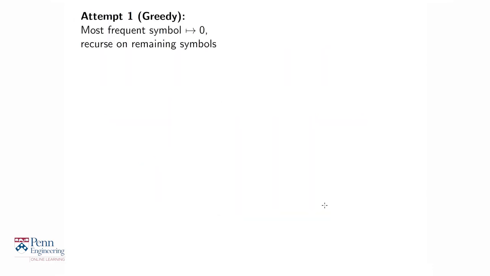So let's make some greedy attempts at solving this problem. So for example, here's a very greedy idea, following up on that intuition. Let's take the most frequent symbol we're given and give it a code word of length 1. That's the smallest length you can have for a code word. Let's just code it up as the string 0. Now recursively find code words for the remaining symbols.